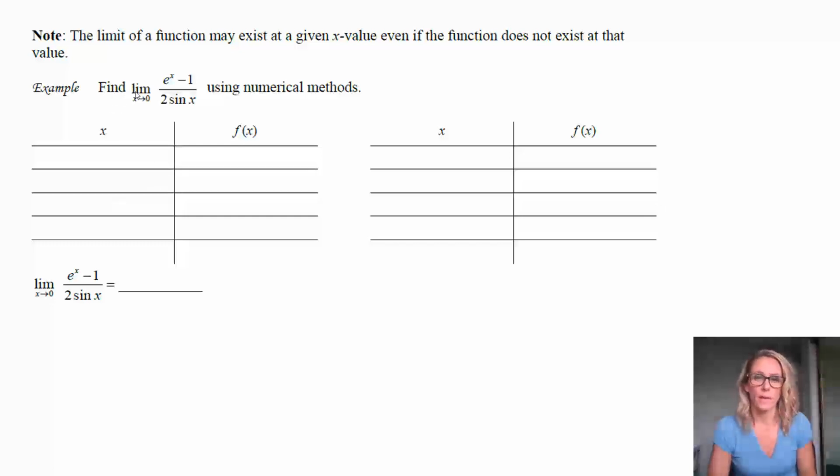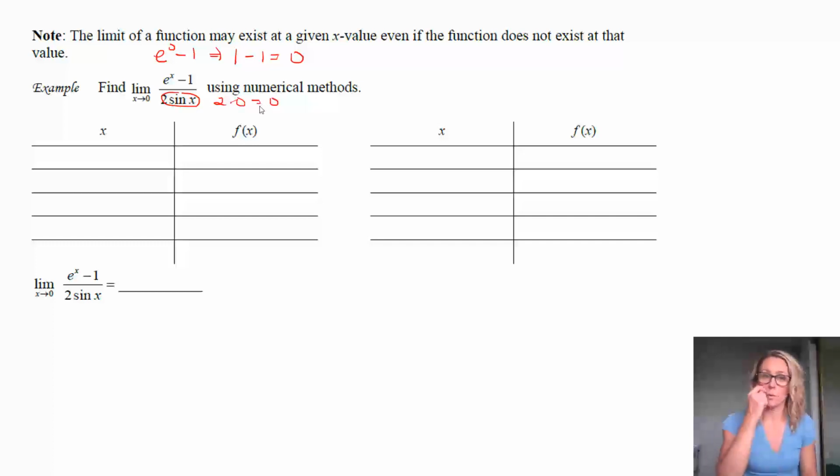So now we have: find the limit as x goes to 0 of e to the x minus 1, using numerical methods. And the denominator has 2 times sine of x. So a little more exciting here. What I want you to notice is that e to the 0 minus 1, what's e to the 0? What's anything to the 0? 1 minus 1, we get 0. And sine of 0, you may or may not remember, but sine of 0 is 0.